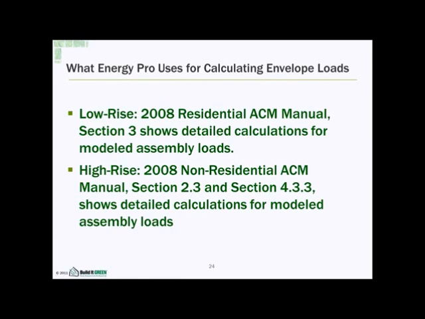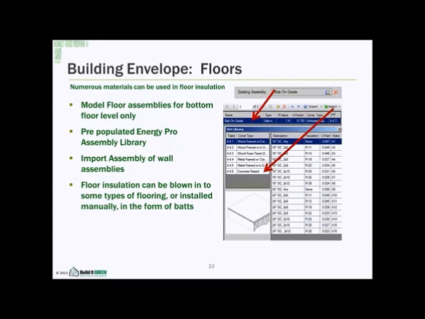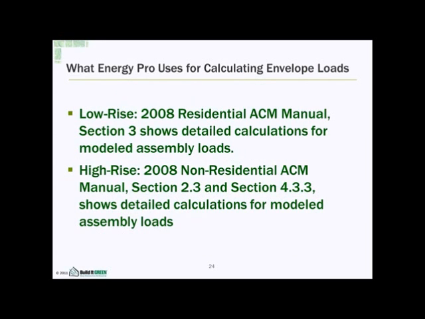So what does Energy Pro use for calculating envelope loads? It uses for LowRise the 2008 Residential ACM Manual, which we went into in the beginning of the presentation, Section 3, and this shows detailed calculations for the assemblies. For high-rises, it uses the 2008 Non-Residential ACM Manual, Section 2.3 and Sections 4.33. And so I gave you guys links in the earlier slide to these documents. So once you get the slides, you can get the link, or if you already have the link, you can go to these sections and see what those assemblies look like, and pretty much you'll see these pictures for the roof and the ceiling and the wall.